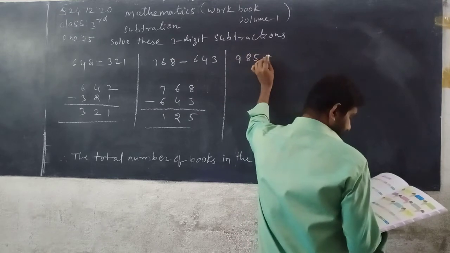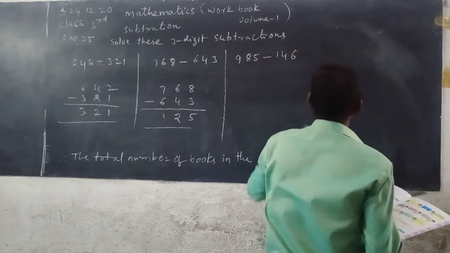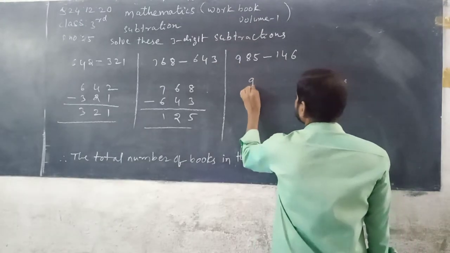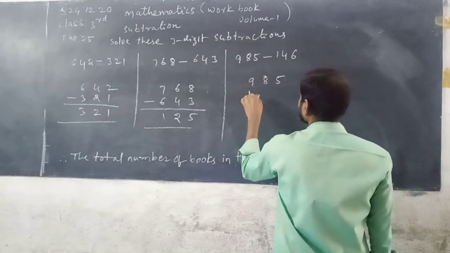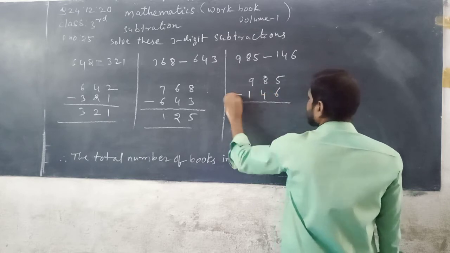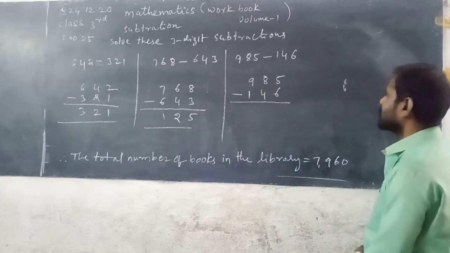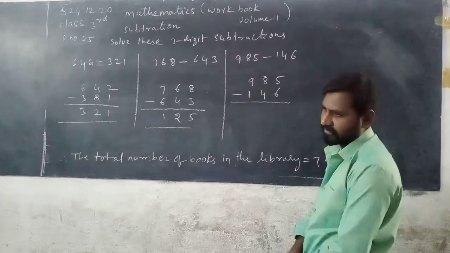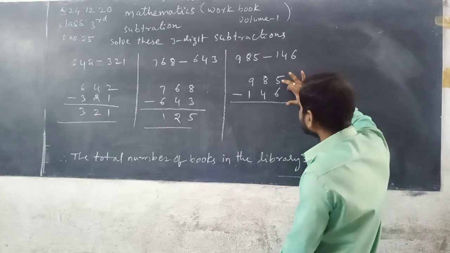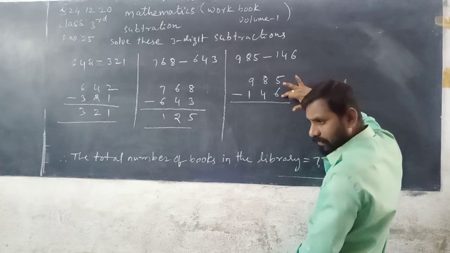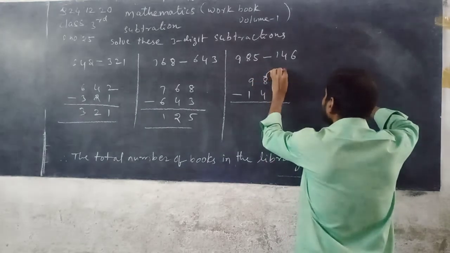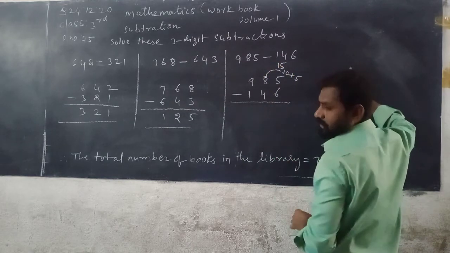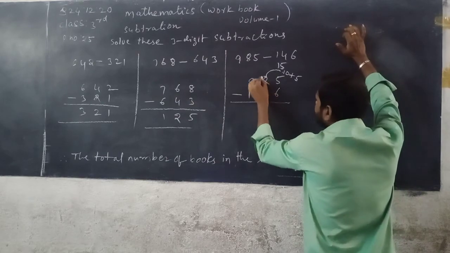985 minus 146. See here, first subtract the digits in the ones place. 5 minus 6, possible? Not possible, because 5 is smaller than 6. Then we have to borrow from 8. It gives 10, and 10 is added to 5. 10 plus 5, you get 15. Now 8 loses 1, 8 becomes 7.